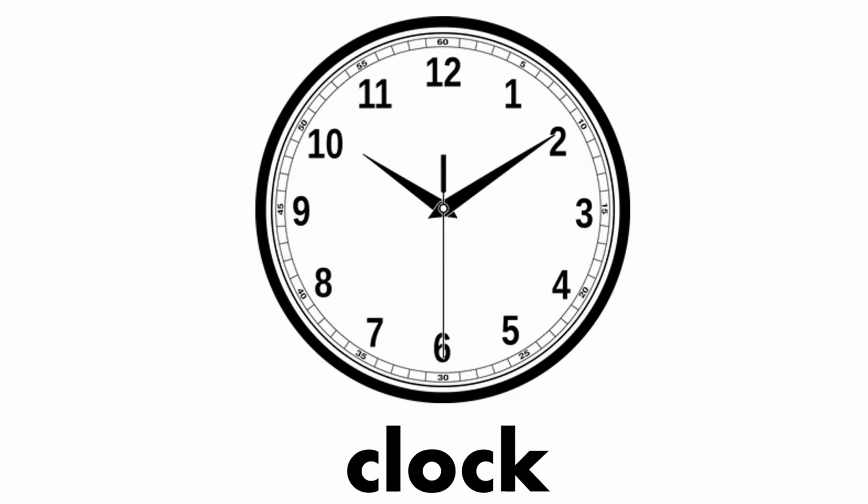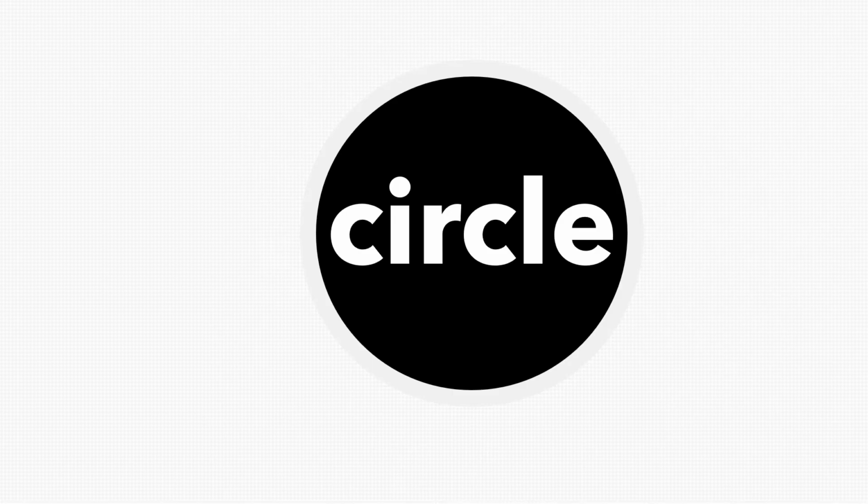A circle is round. Big circle. Small circle. Red circle. Orange circle. Yellow circle. Green circle. Blue circle. Purple circle. This clock is in the shape of a circle. Circle.